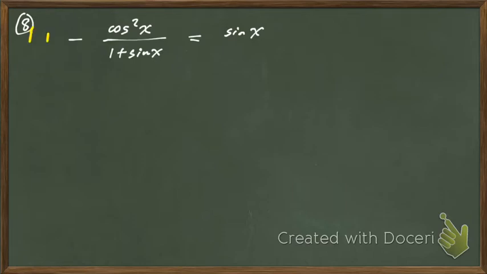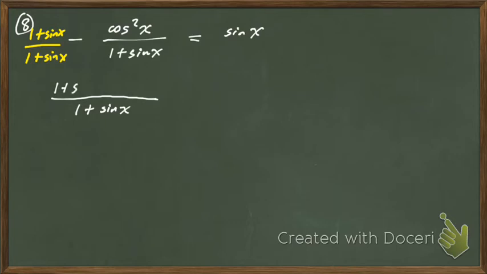If I was to call that 1 plus sine x over itself, would that give me a common denominator? I'm just trying to get a common denominator. So the common denominator now is 1 plus sine of x. I have 1 plus sine of x, and I have a minus cosine squared of x.